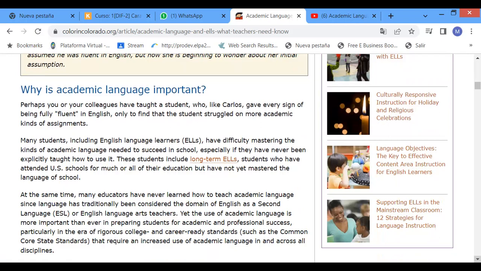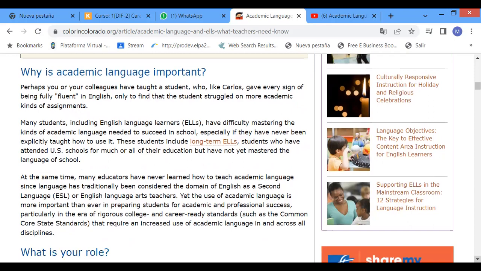Okay. For example, why is academic language important? What did Dr. Scarcella share about this point? Similar to this, read carefully and try to compare the ideas.